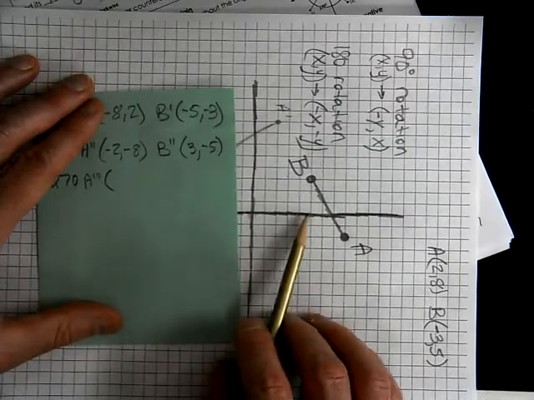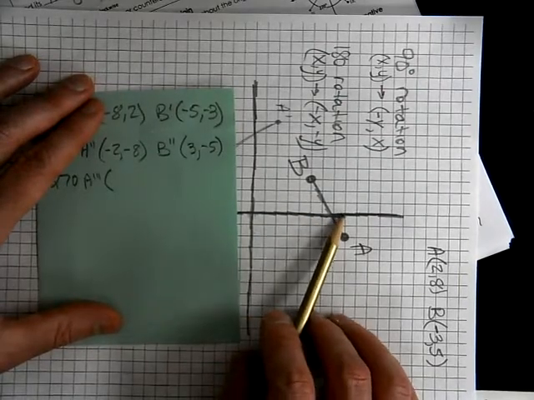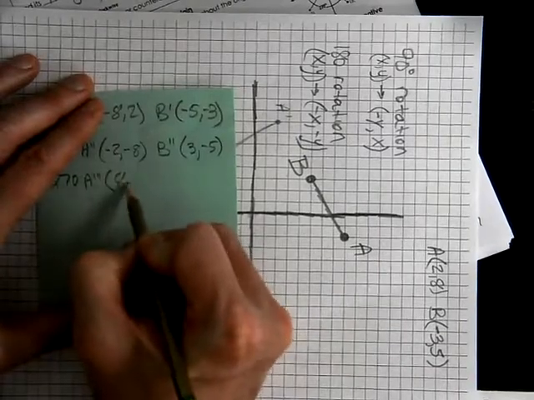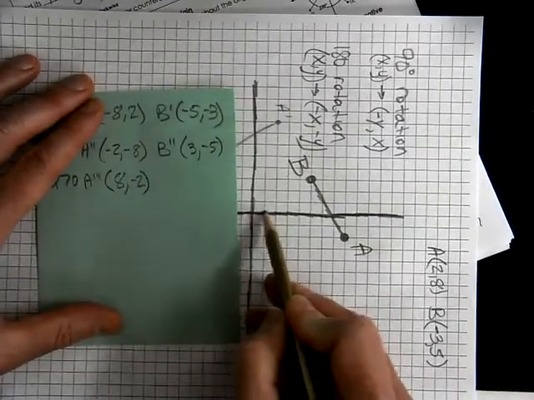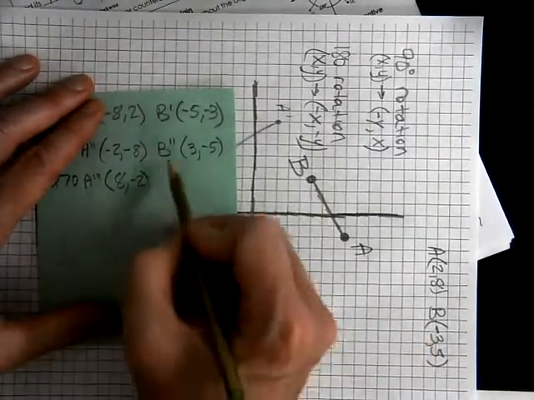One, 2, 3, 4, 5, 6, 7, 8, down 2. 1, 2, 3, 4, 5, up 3.